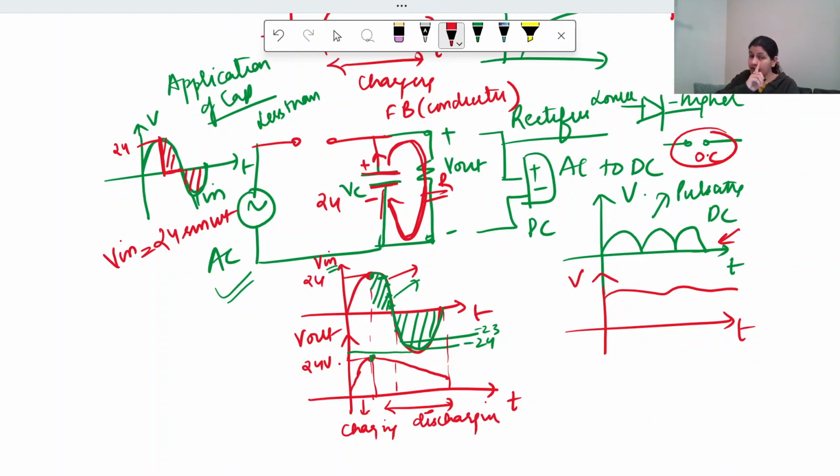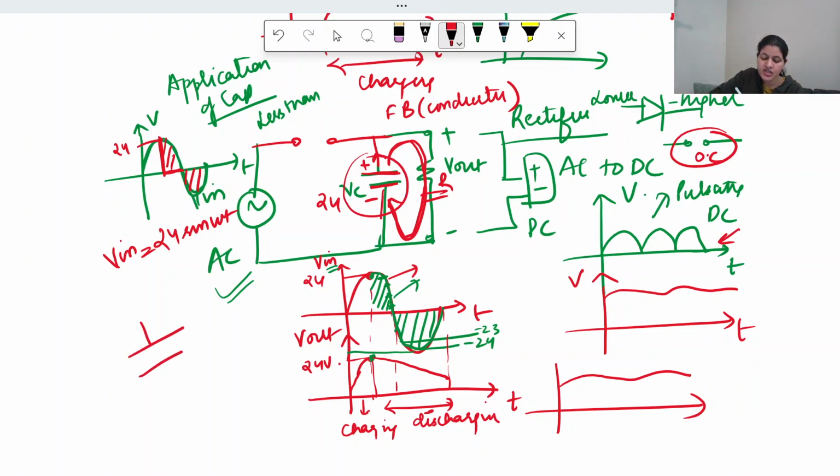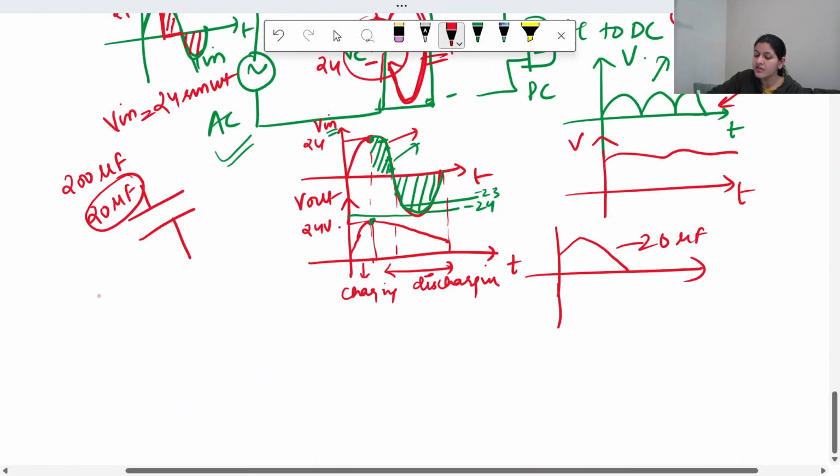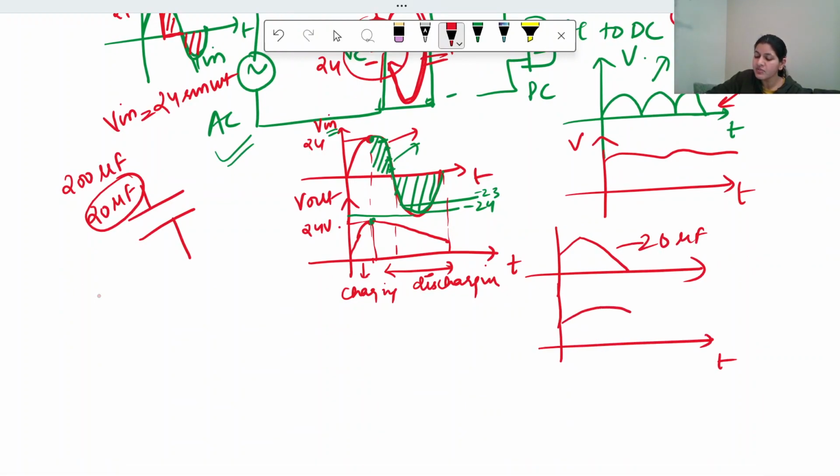So this is how it works. Now if I want a better waveform, something like this, what am I going to do? I will increase the capacity of this capacitor. Initially the capacitor is 20 microfarad. Let's say I have increased it to 200 microfarad, right? A 200 microfarad capacitor will take a lot more time to discharge compared to 20 microfarad. So if the 20 microfarad waveform is something like this, the 200 microfarad waveform will be something like this, right?